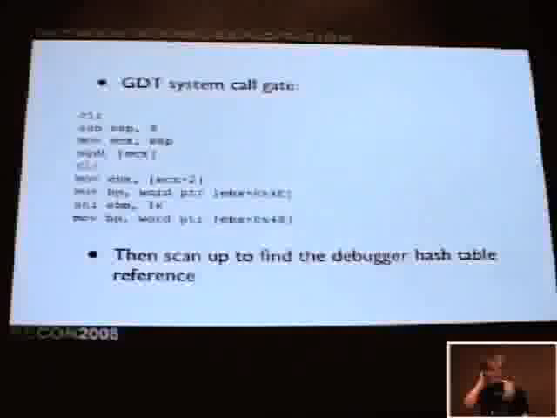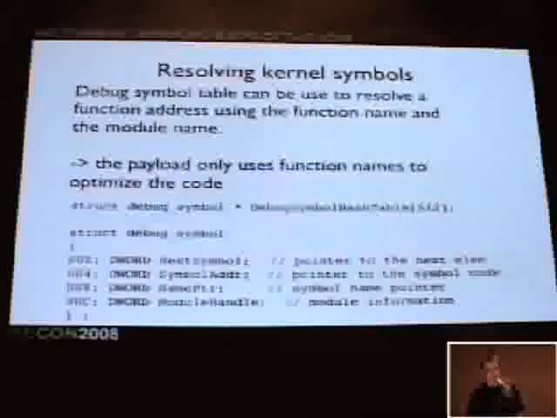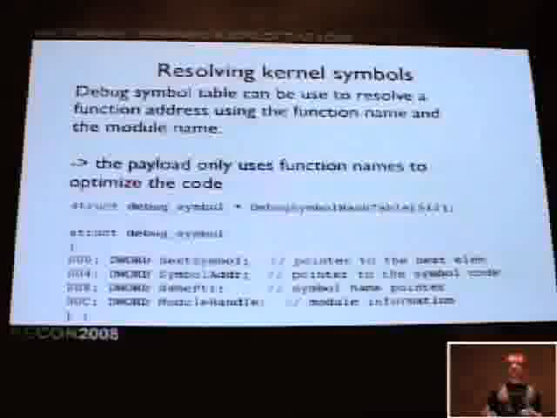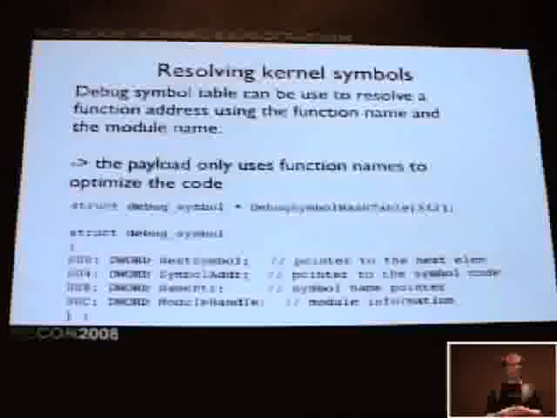The GDT system call hook is like any other one you can find in x86. So we just get the address in the GDT, and we scan up to find the debugger hash table, and that's it. After that, we know where the hash table with all the debug symbols is, but we need to parse this hash table to find a particular function we are looking for.